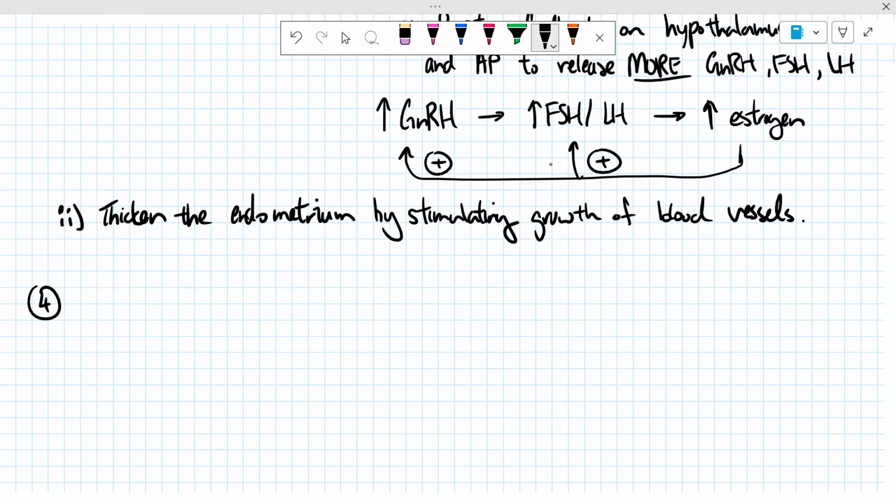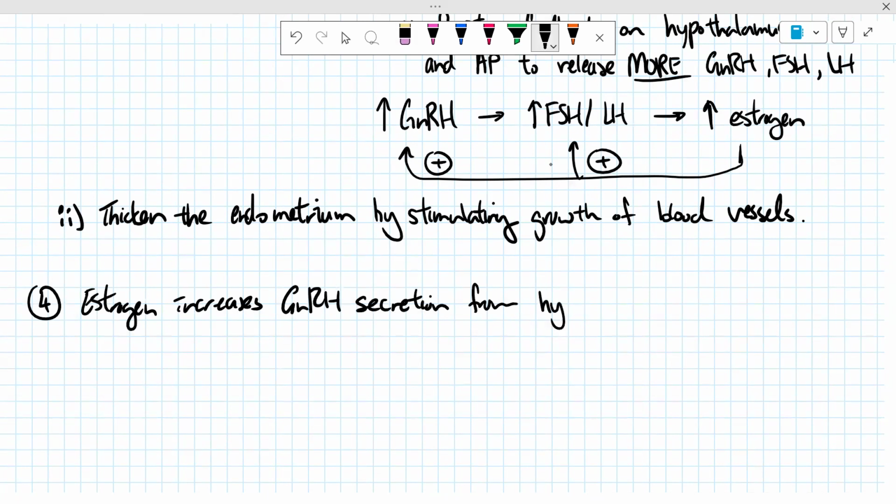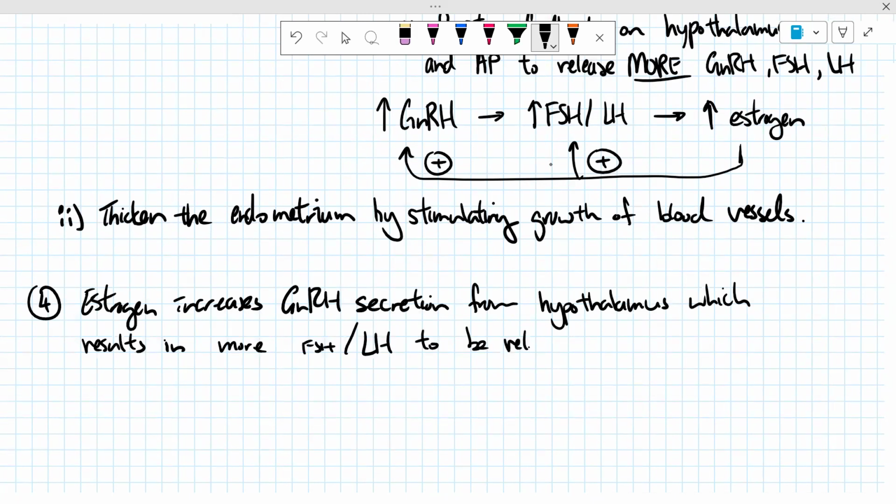is the positive feedback: estrogen increases GnRH secretion from the hypothalamus, which results in more FSH and LH to be released from the AP.